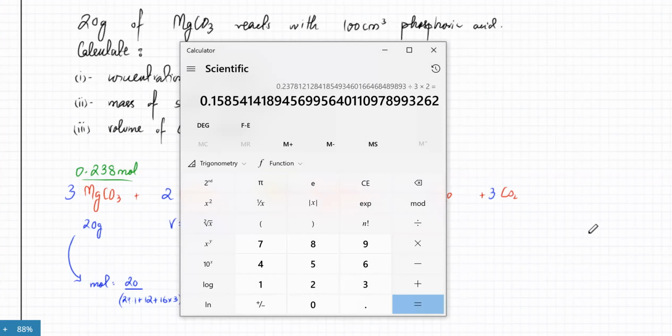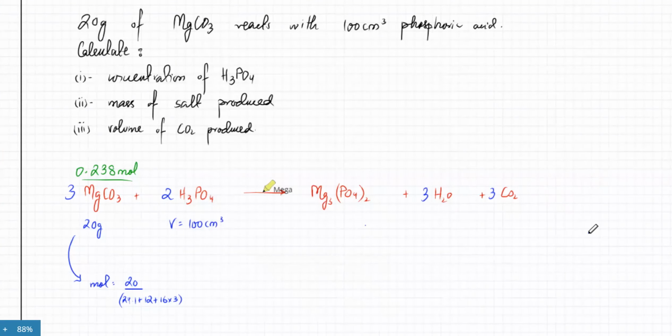And that gives me 0.159 moles. Okay? So this comes out to be 0.159 moles. So remember, don't round off things on your calculator. While writing you will have to round off, but don't round it off on your calculator. Now you've got the moles of this, and we also have to find carbon dioxide.